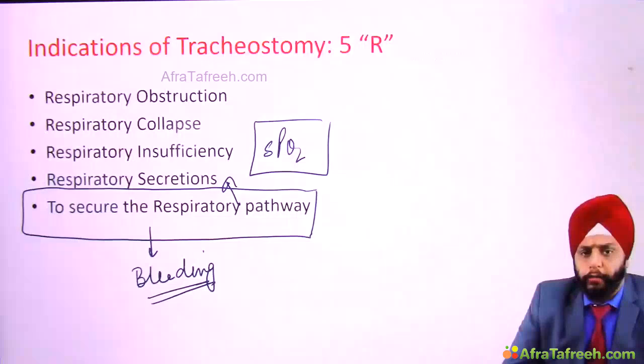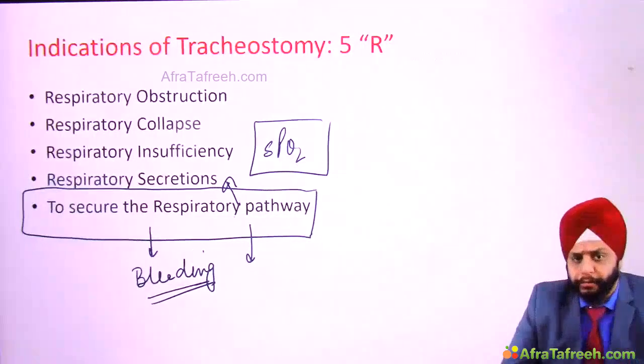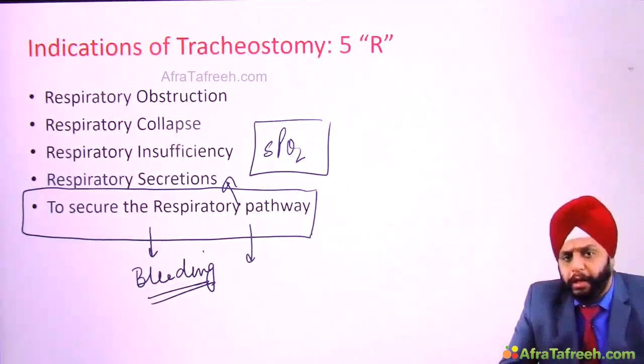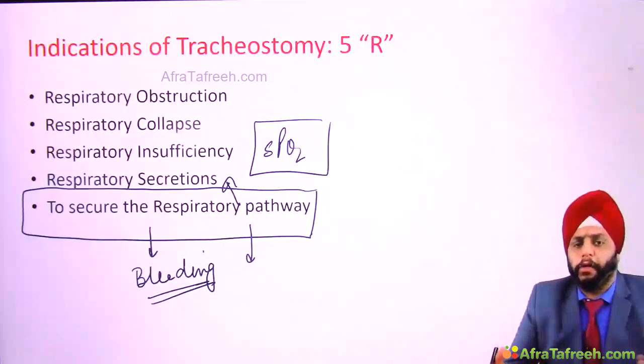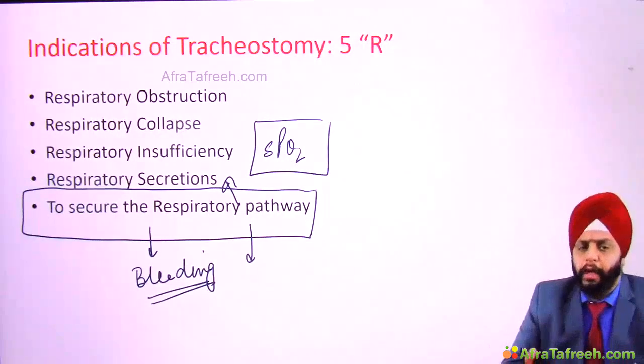Or let's say you have to do an oral or oropharyngeal surgery. Because you are operating in the pharynx, you cannot put a tube through that pathway. You have to do a tracheostomy to secure the airway and to give anesthesia.